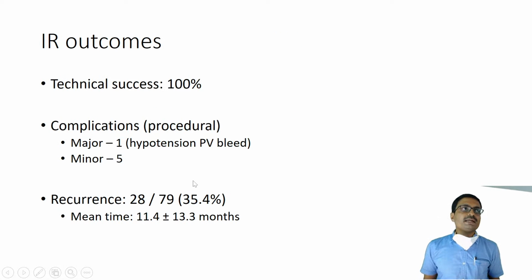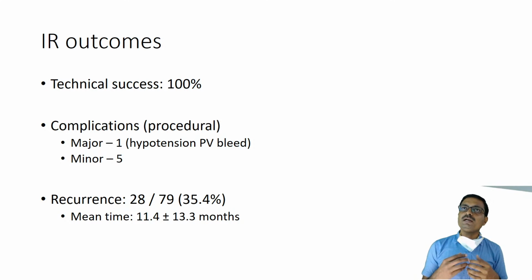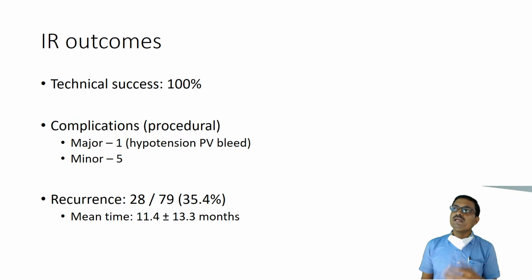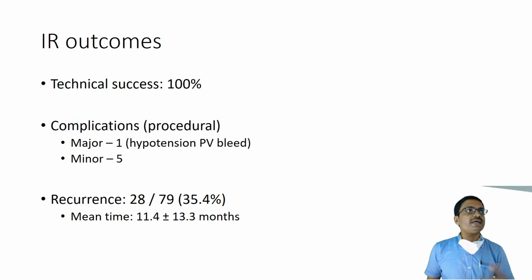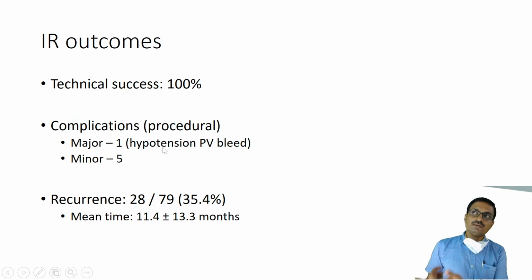Then outcomes. Technically, we have not failed in any of these procedures. Whatever procedure we took up, we were able to recanalize that vein or perform a DIPS, and immediately after the procedure we could get good flow. Only one patient, which I showed earlier, had hypotension during the procedure and had a bleed, but the patient was revived immediately. Only minor complications were seen in 5 patients, such as a minor bleed into the pericaval space or the pericardial space. None had any significant problems at that time.